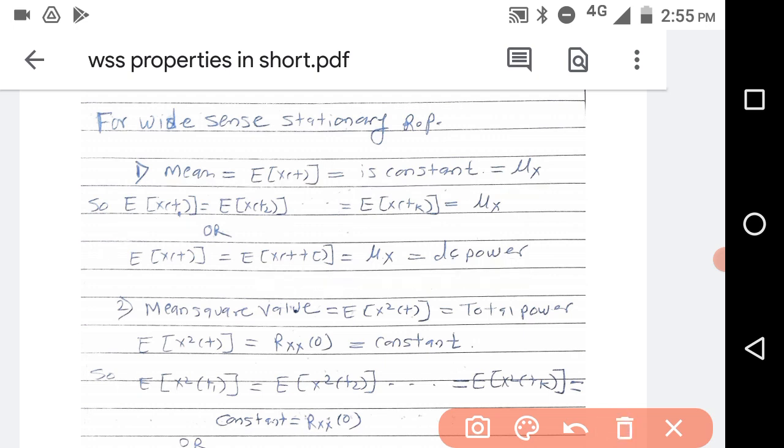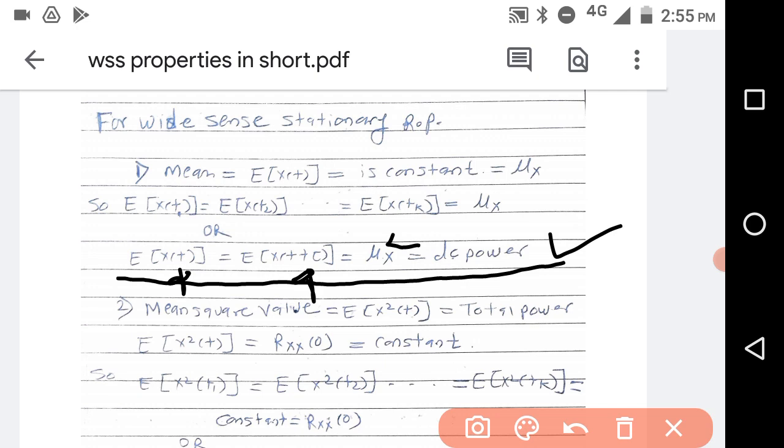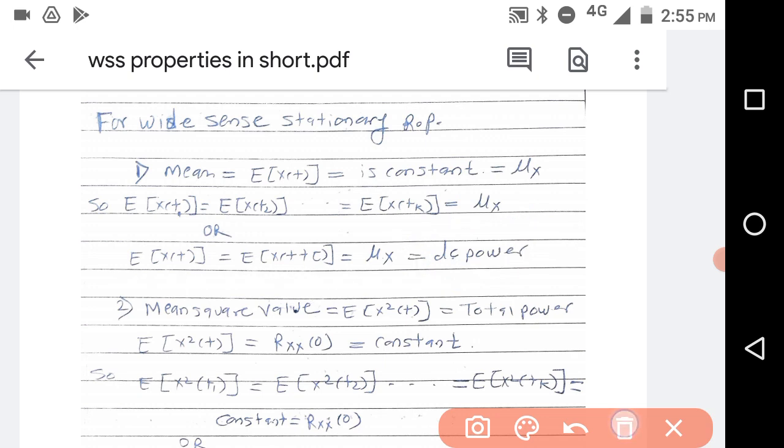So many times you have to use this expression. That means instead of t1, t2 you are writing one instant as x(t), and the second instant as x(t plus tau). So mean is constant for a stationary random process. If you make the square of this mean, then you will get the DC power. Here the correction is that you have to make it mu x square, then you will get the DC power. So DC power is constant, it is not depending on the time.